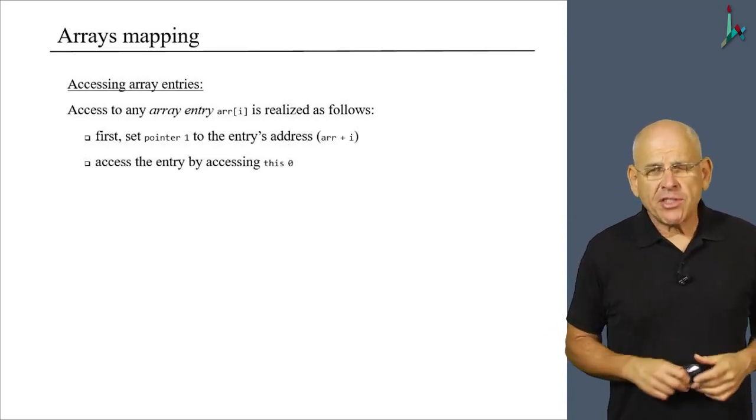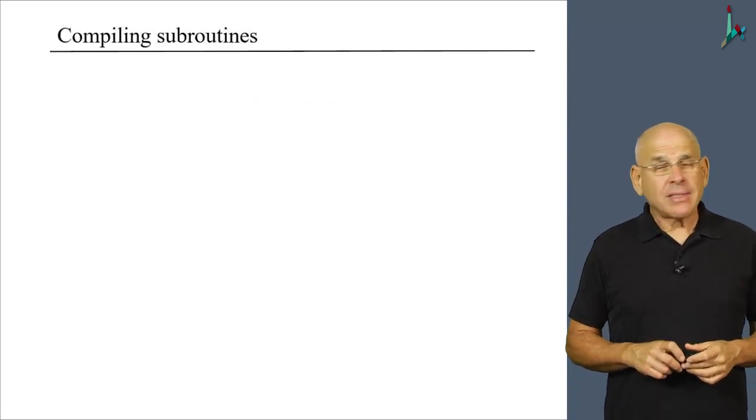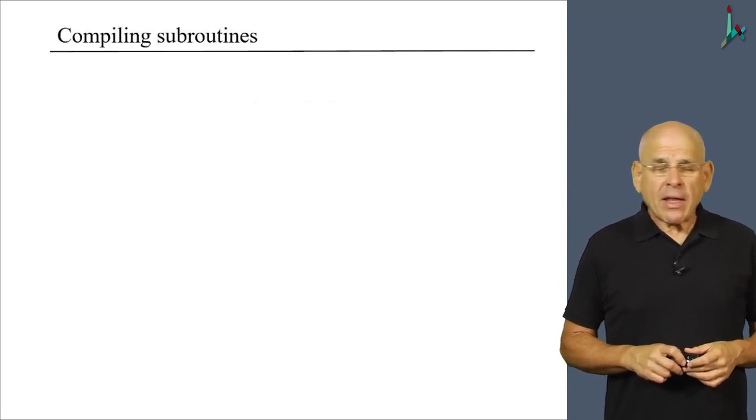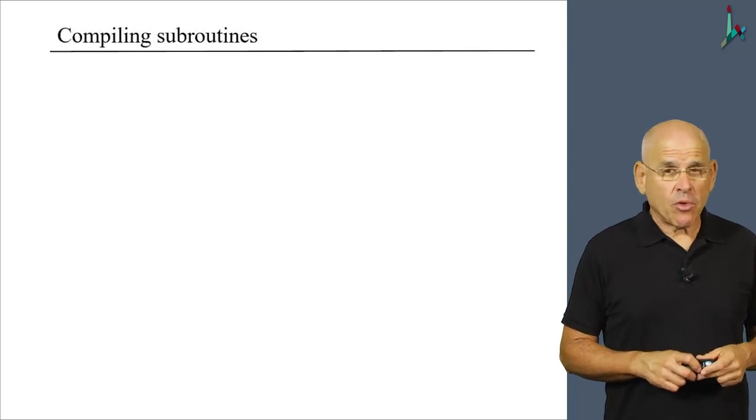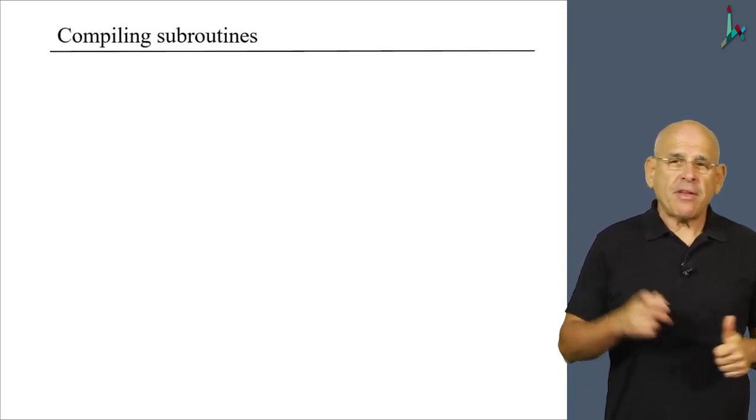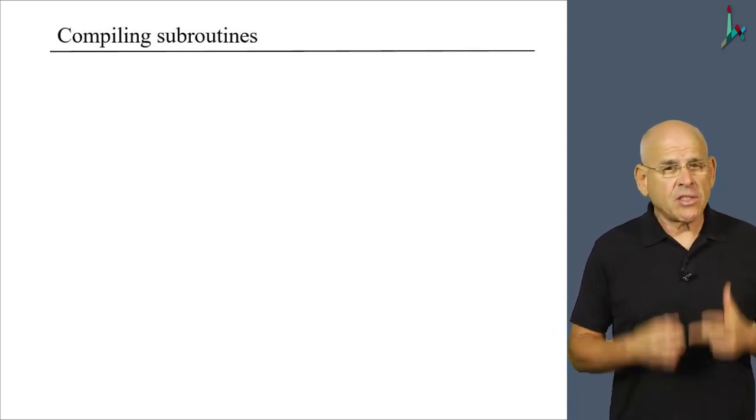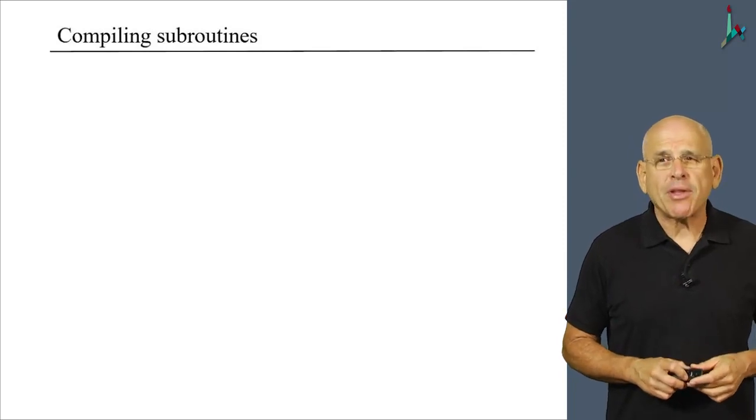So which conventions do we have to follow when we compile subroutines? Well, in Jack we have 3 kinds of subroutines. We have methods, constructors, and functions. So let's talk about each one of them separately.